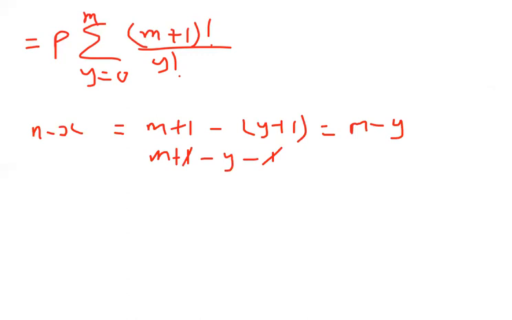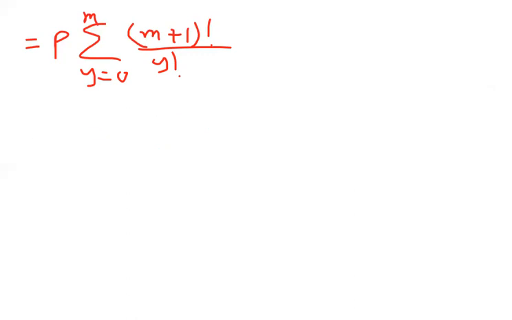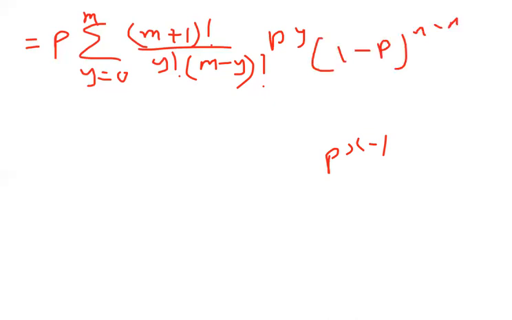So let me clean this. Instead of n minus x factorial, I'm going to write m minus y factorial. And then instead of writing the exponent s minus 1, we know that s minus 1 is the same as y, so it becomes p raised to the power y. And then 1 minus p exponent n minus x. We also know that n minus x is the same as m minus y. So I'm going to write m minus y. So let me get this part. I hope it's okay, right?